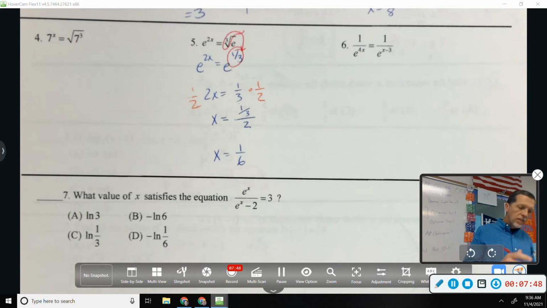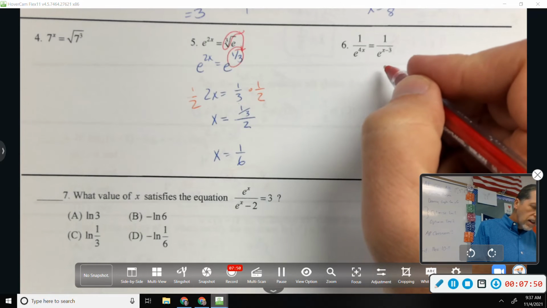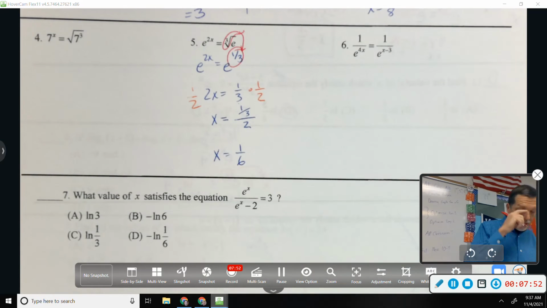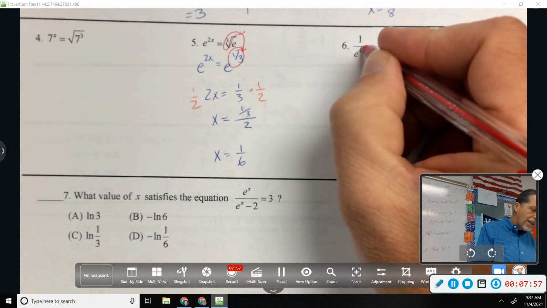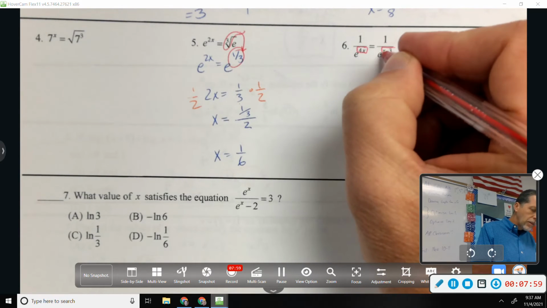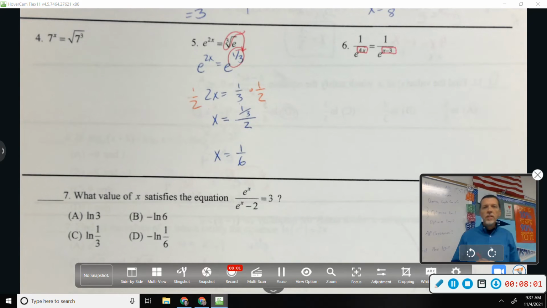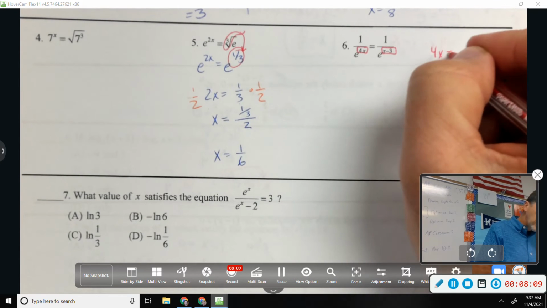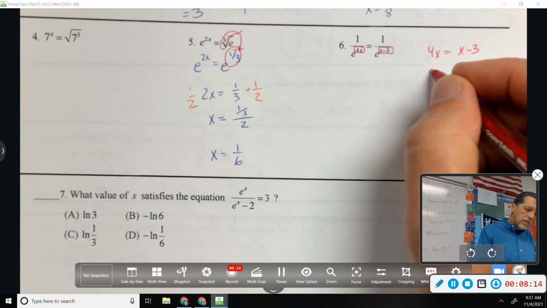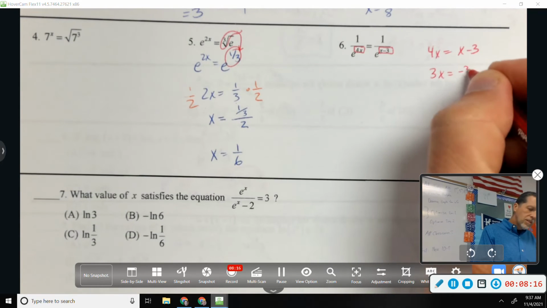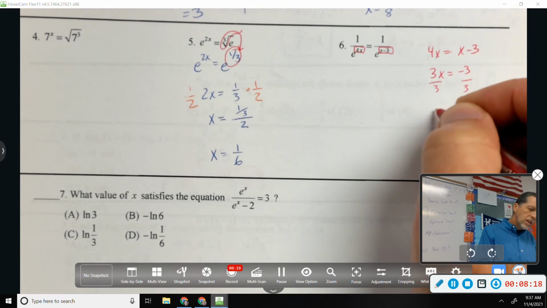Number 6. There's sort of two ways to go with number 6. You could, like right where you're at, say, well, based on their position in the equation, 4x is going to have to equal x minus 3. Right? 1 over e to something equals 1 over e to something. The two somethings have to be equal to each other. So subtract x from both sides, divide both sides by 3.